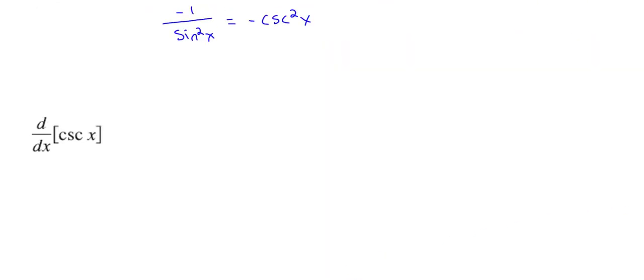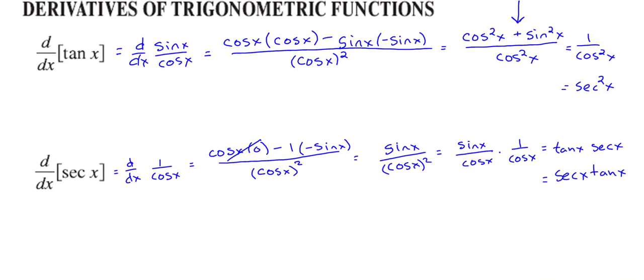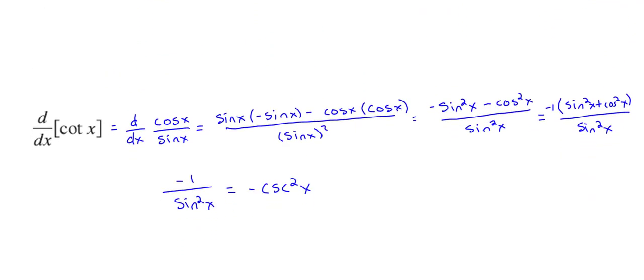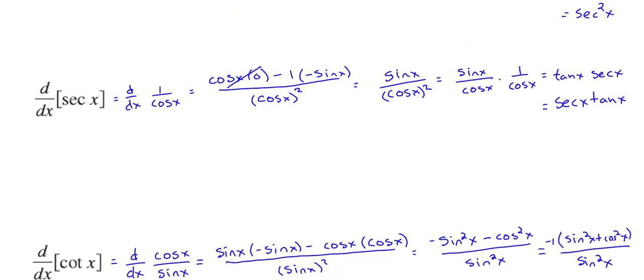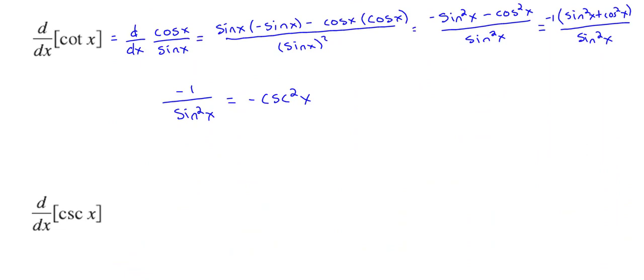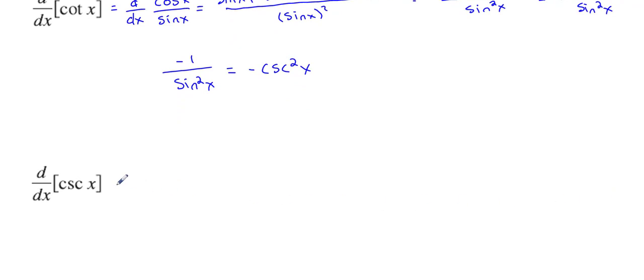Okay, one more, right? Oh, I think there might be a pattern here. Derivative of tangent is secant squared. Derivative of cotangent is negative cosecant squared. Derivative of secant is secant tangent. What do you think the derivative of cosecant is? Let's see if it's right.